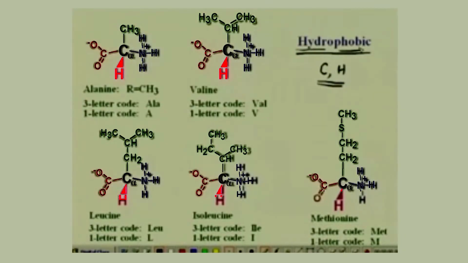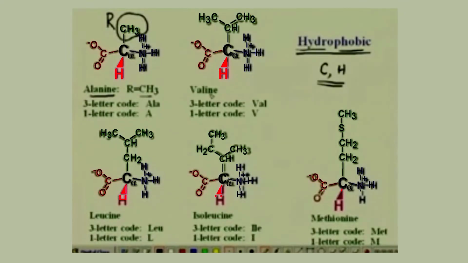Now, what are these specific side chains that we can have? The simplest one of these side chains is alanine. Alanine, the 3-letter code is ALA and the 1-letter code is A. The side chain is a methyl group. So, this is what we would say is the R group. And you recognize again the zwitterionic representation of the amino acid.